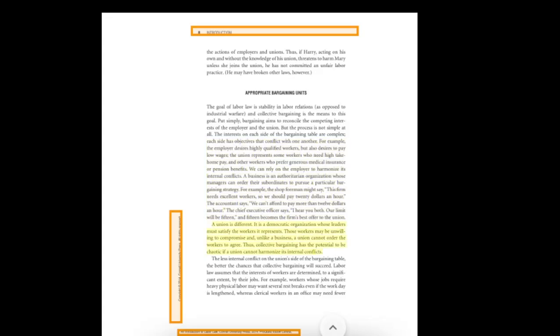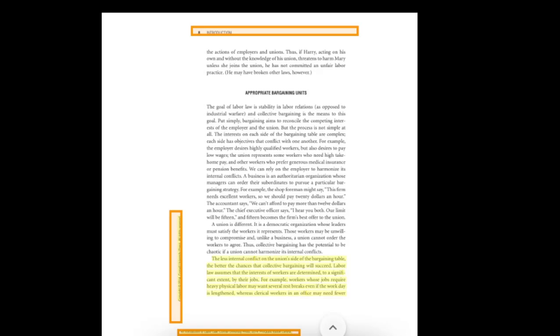A union is different. It is a democratic organization whose leaders must satisfy the workers it represents. Those workers may be unwilling to compromise and, unlike a business, a union cannot order the workers to agree. Thus, collective bargaining has the potential to be chaotic if a union cannot harmonize its internal conflicts. The less internal conflict on the union side of the bargaining table, the better the chances that collective bargaining will succeed.